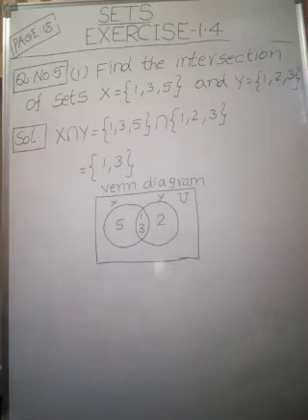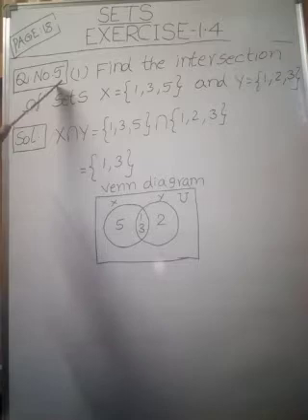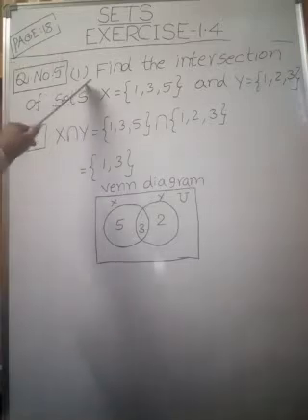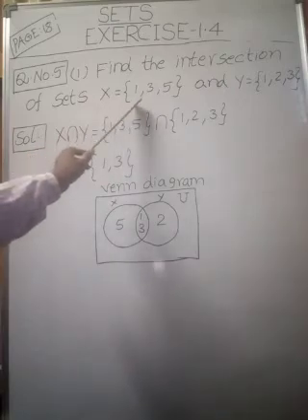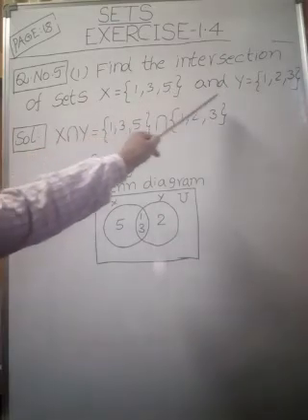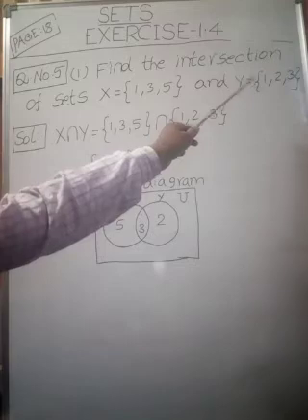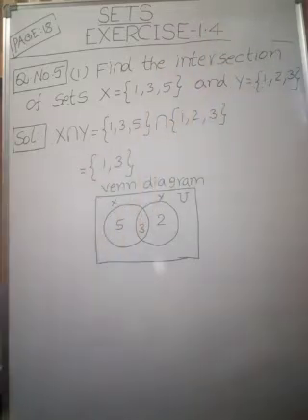2, 3, 4. Okay, my dear children, can you do the question number 2, 3, 4? Then come to question number 5 in page number 18. Find the intersection of sets X = {1, 3, 5} and Y = {1, 2, 3}. Here this question is based on finding the intersection of sets.